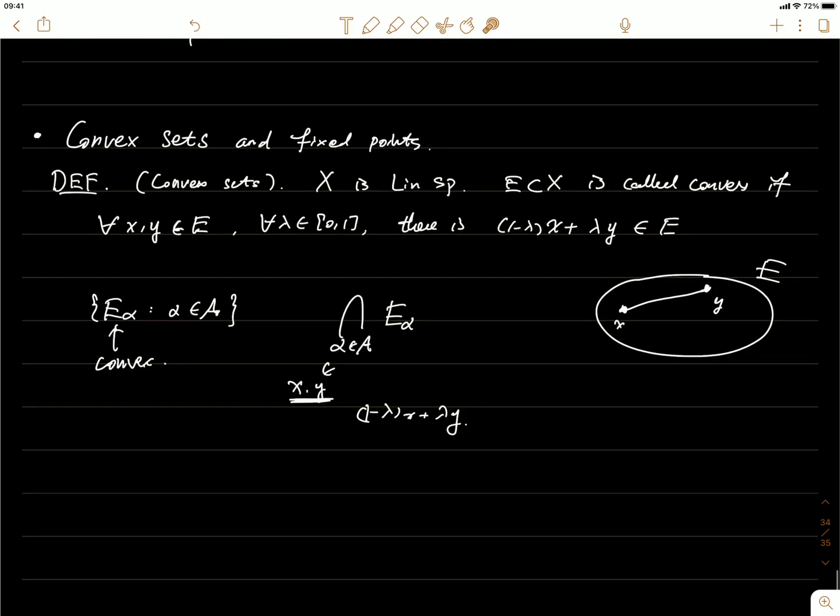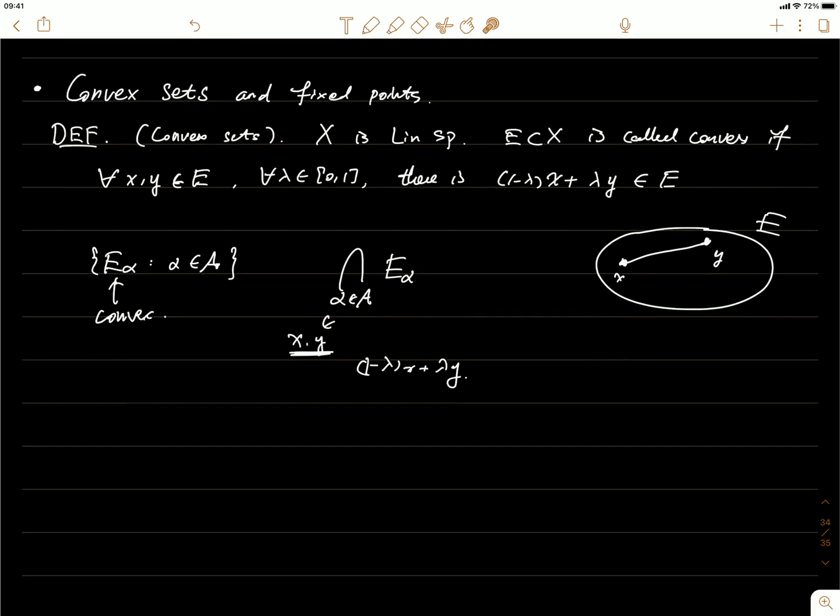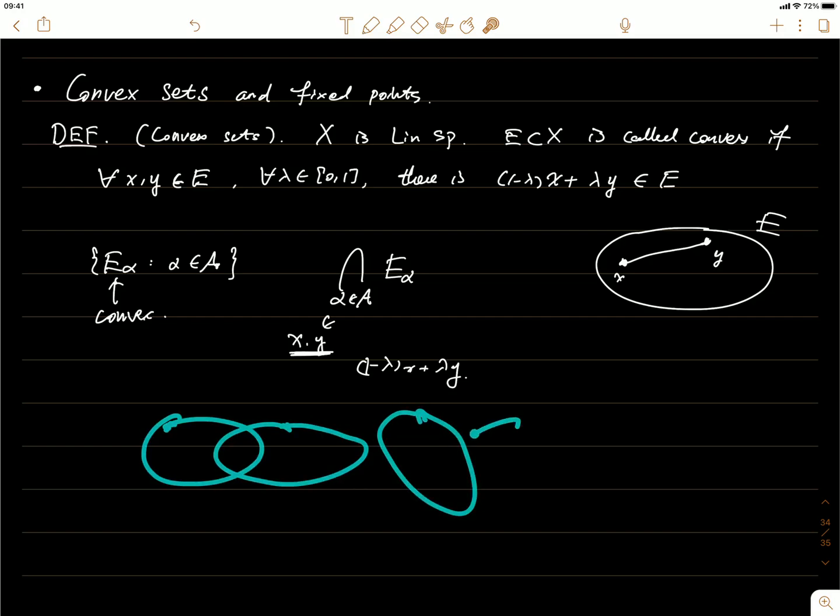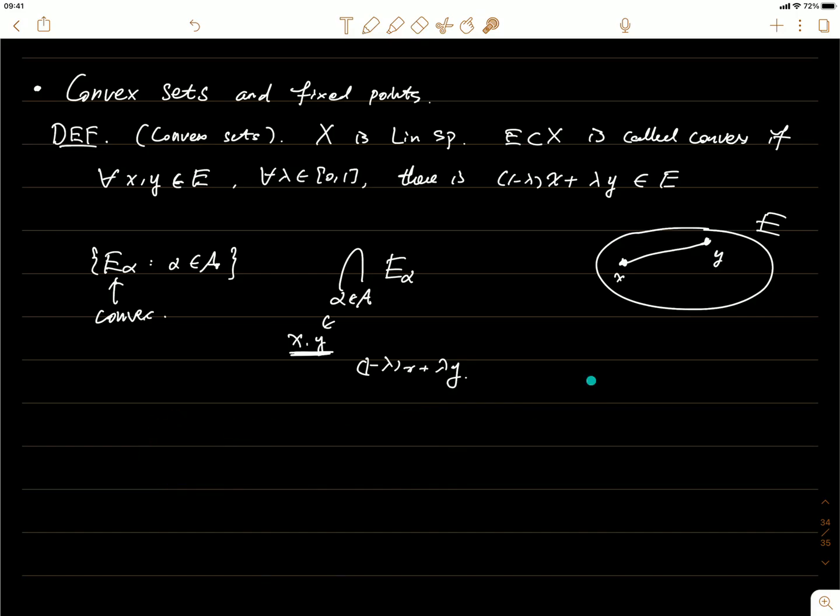But for union, it's not necessarily true. You take the union of 2 convex sets, it's not necessarily convex. For example, you have a convex set like this and another convex set like this. If I draw this in this way, maybe you take the union of the two, then the line segment may not be inside. But if you take the intersection, then this is still a convex set.